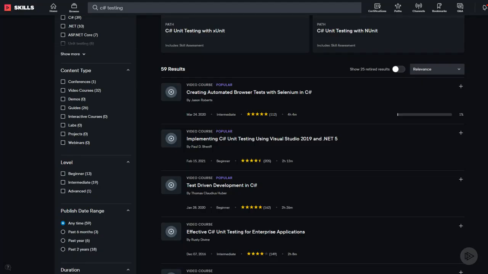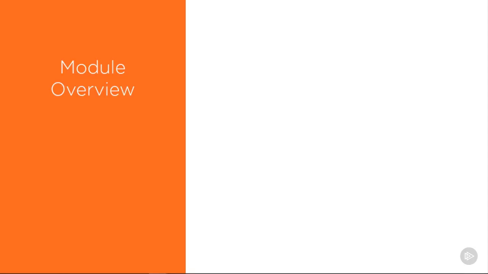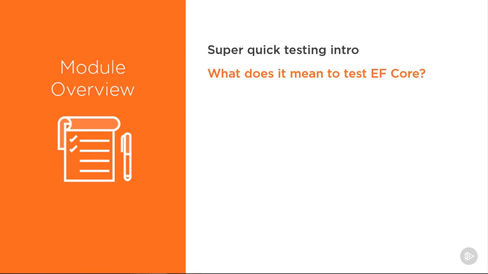There are plenty of courses on Pluralsight about automated testing, including one that I created called Automated Testing for Fraidy Cats Like Me. However, you can still follow along and be able to understand the basics of how to test with EF Core. What we'll be doing in this module is start with a very quick overview of automated testing, and then I'll share with you what it means when we talk about testing EF Core.